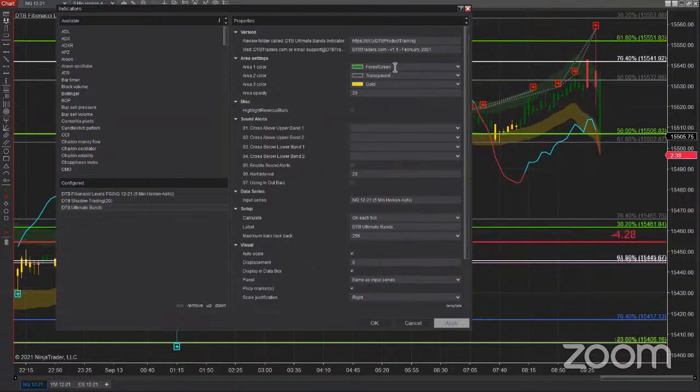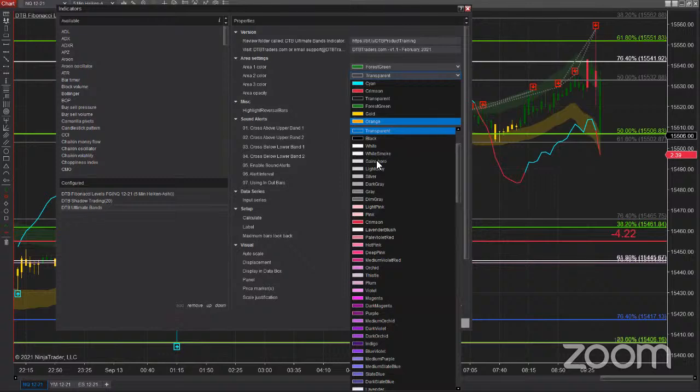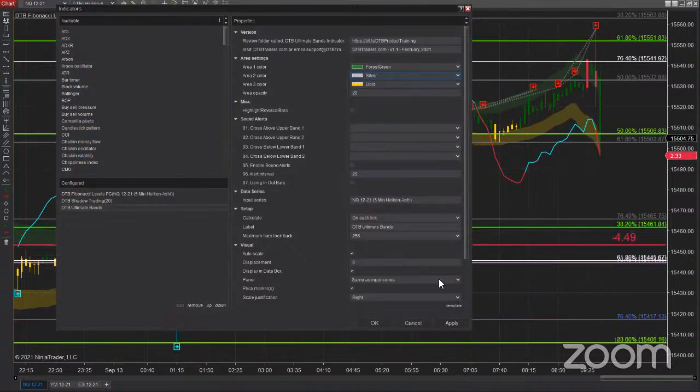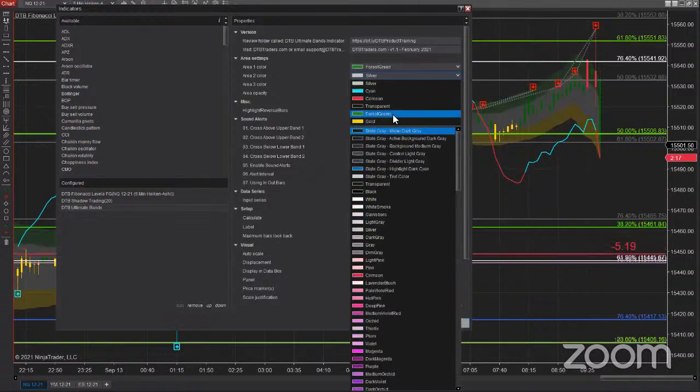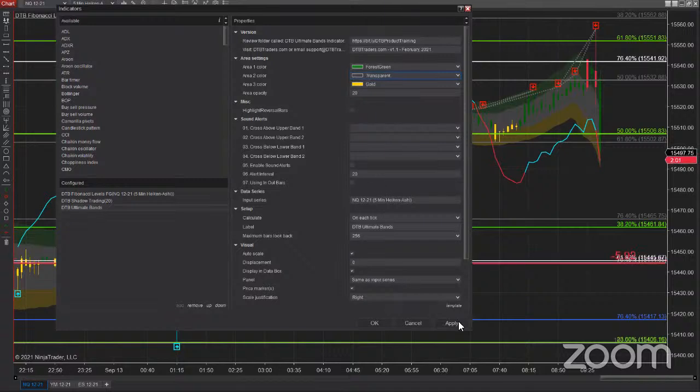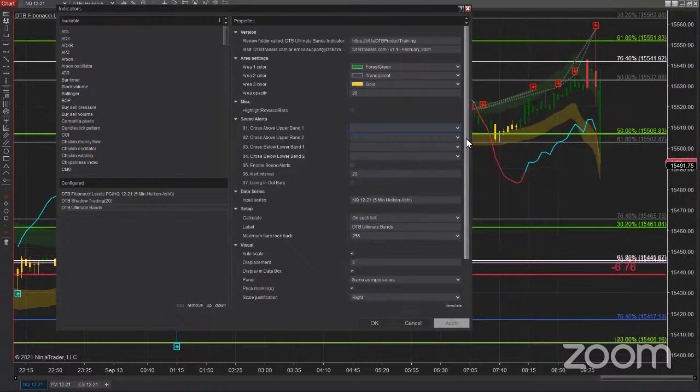I've just colored that forest green. Again, we've got the gold, I've colored that in gold, and the middle one I've left as transparent. If you really wanted to, you can make that into a color, and it will shade that. But I just leave it as transparent just so that it shows a clear break of the price. And obviously opacity. You can also have sound alerts for when the price crosses different levels. So they're pretty cool to use. You can go and select those sounds in there.